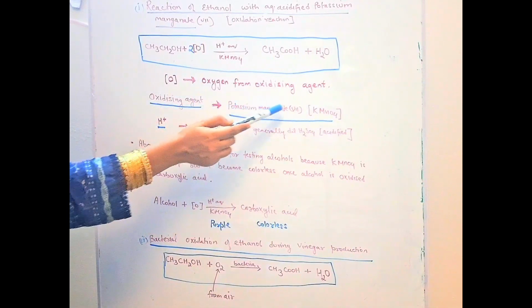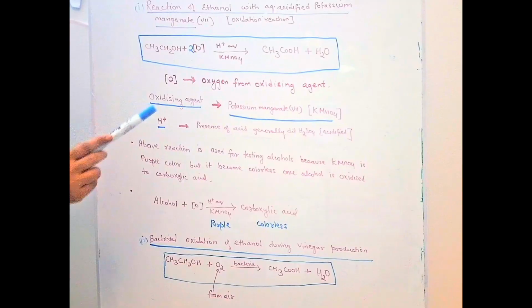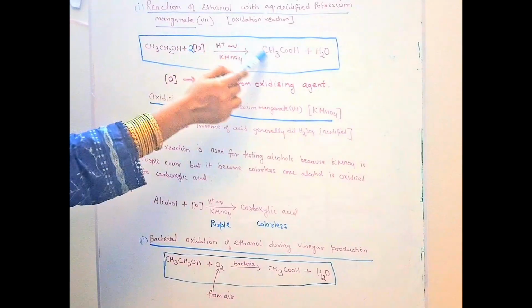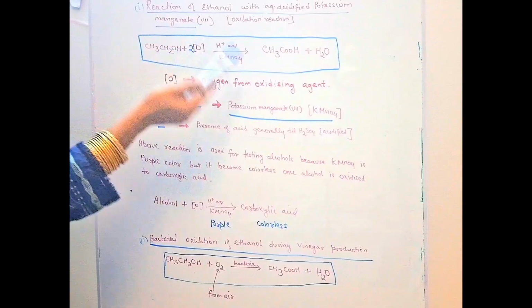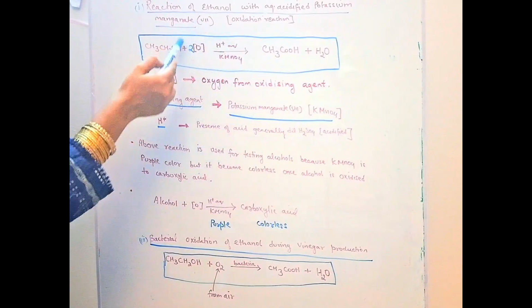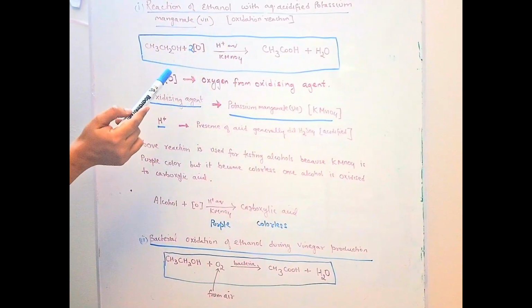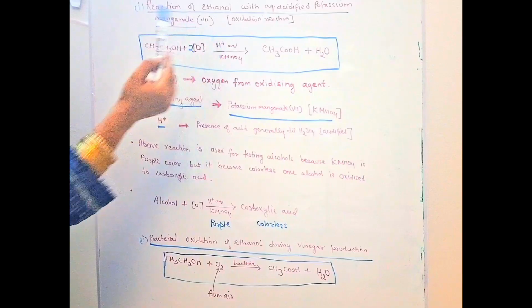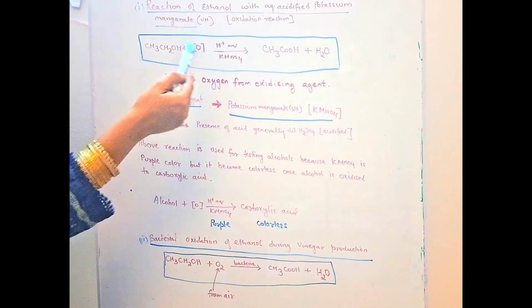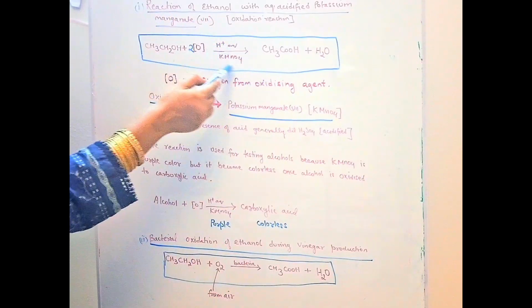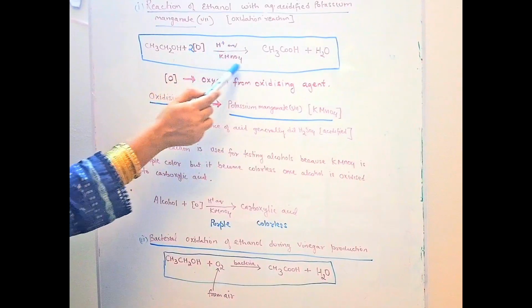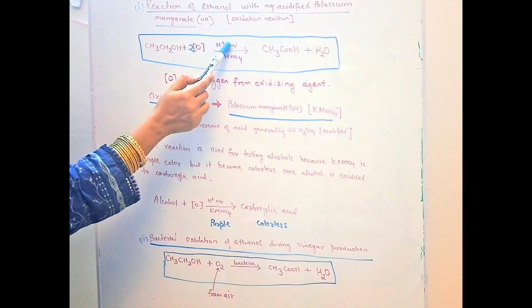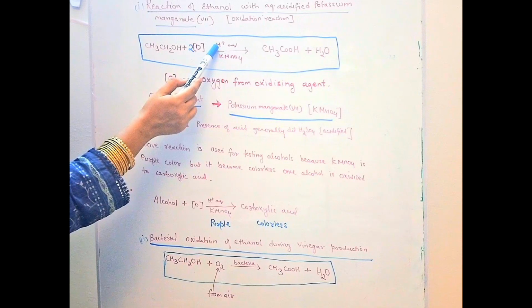So potassium manganate is the oxidizing agent which we are using in order to make ethanoic acid from ethanol. Of course, since we are using an oxidizing agent, this reaction is an oxidation reaction. Now let us understand, is there any other thing which we need other than the oxidizing agent KMnO4? Yes. This KMnO4 must be in aqueous state and it must be acidified.